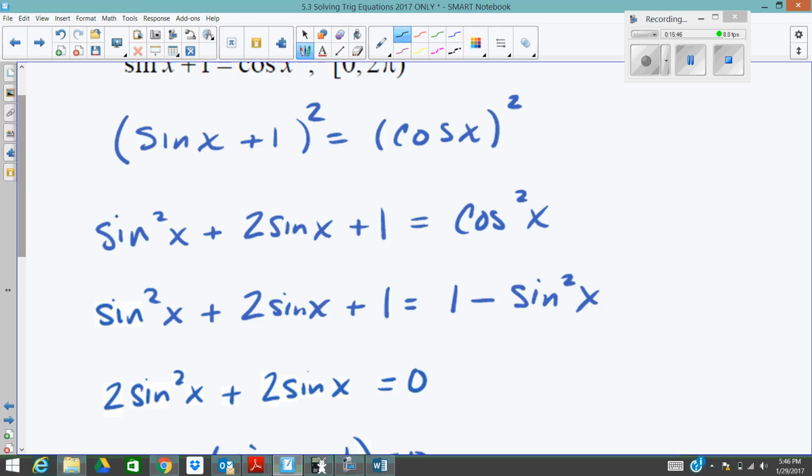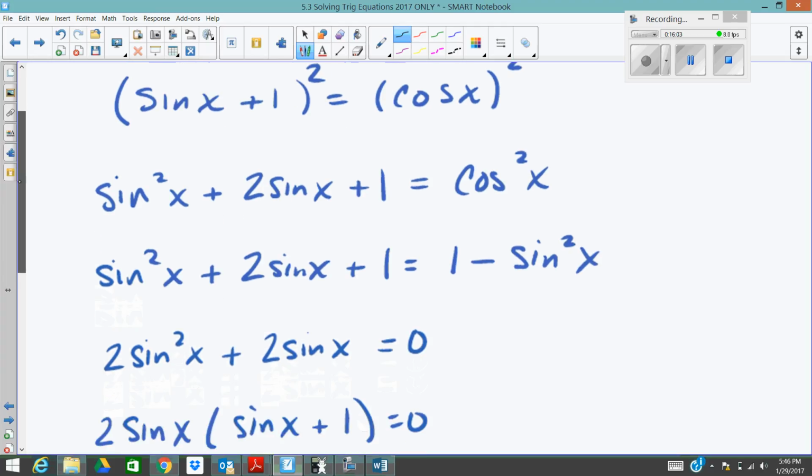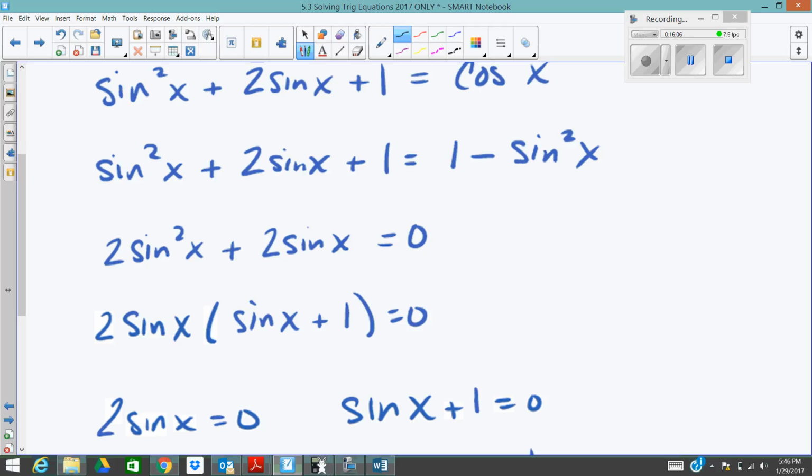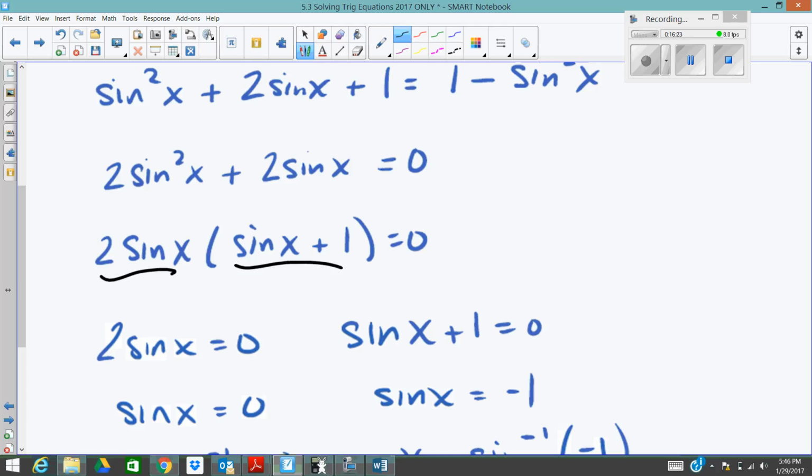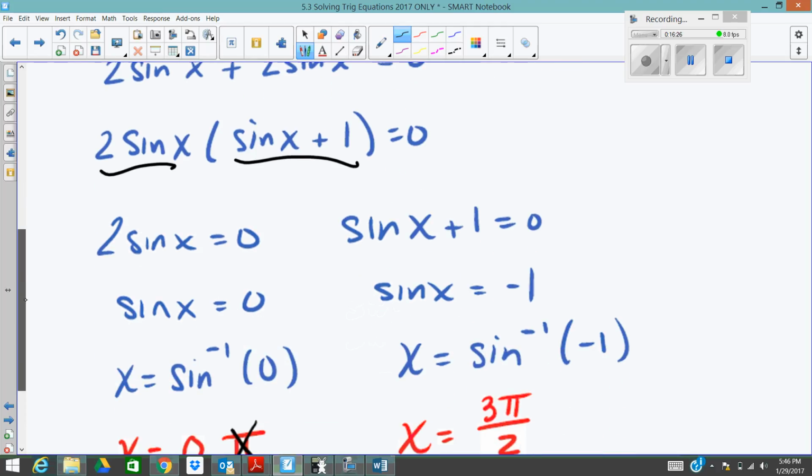When I square sine of x plus 1, we get sine squared of x plus 2 sine of x plus 1 equals cosine squared of x. And now I can change cosine squared of x to be 1 minus sine squared of x. So now we're going to have to factor, hopefully. Subtract the 1 over, add the sine squared of x over, and we get 2 sine squared of x plus 2 sine of x equals 0. We can factor out a 2 sine of x, so we get 2 sine of x times sine of x plus 1 equals 0. Now we can split up our two factors, set each one equal to 0, and solve.